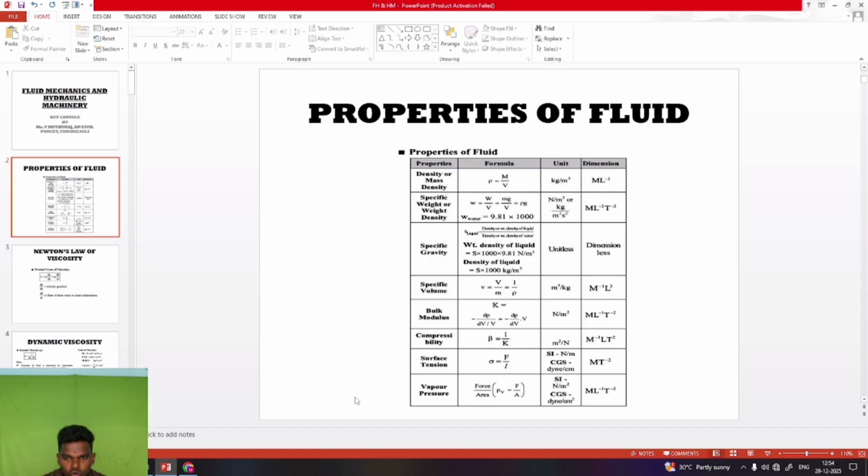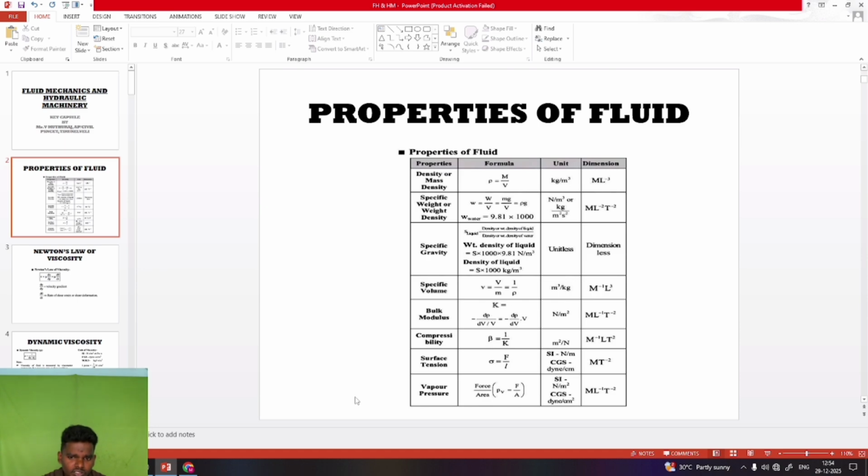As we all know, the unit of specific weight is Newton per meter cube or kilogram per meter square second square, and the dimension is capital M, capital L power -2 and capital T power -2.